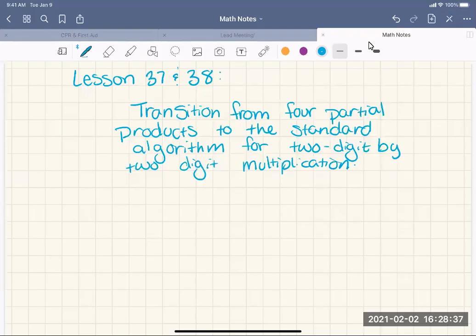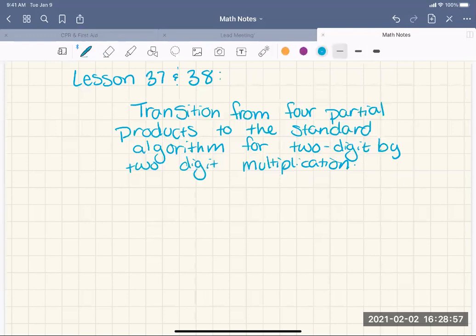Hi guys, today we're going to work on lesson 37 and 38. I put these two lessons together because they both cover the same topic. So this EdPuzzle might be a tad long, but it is a Wednesday, so you don't have as many Zoom classes. So I'm going to try to keep it as short as I possibly can.